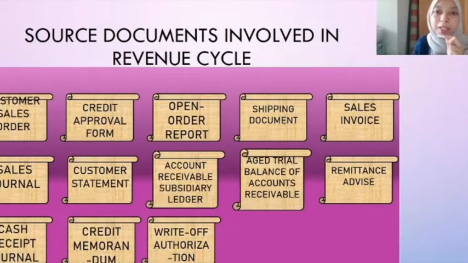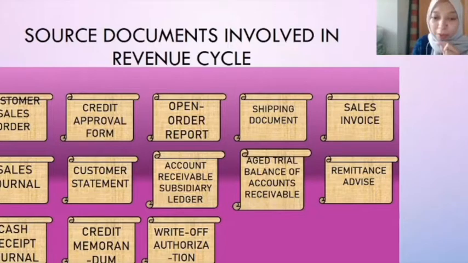So the source documents involved are like in the slide, which is customer sales order, credit approval form, open order report, shipping document, sales invoice, and so on. The customer sales order is the document that contains details of type and quantity of products or services ordered by customer, and usually it is prepared and forwarded by a salesperson through mail or fax, or received by phone or over the internet.